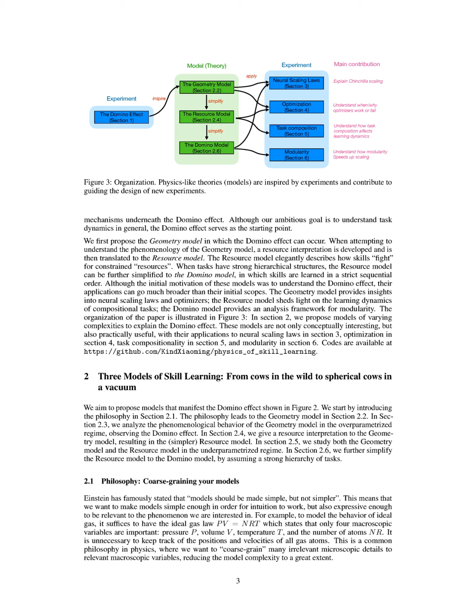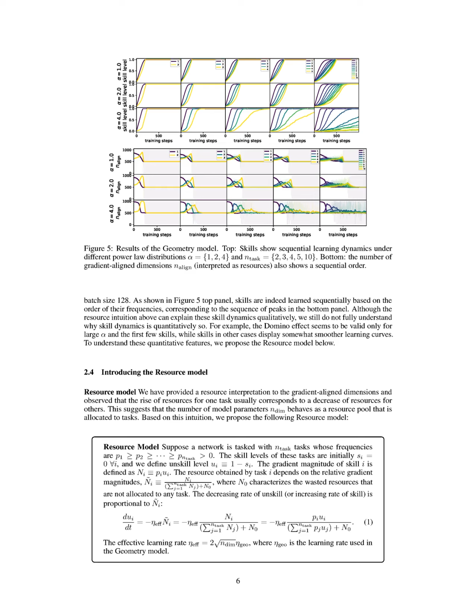We employed metrics such as the convergence time of tasks, measured by the time taken for a skill to reach a specified loss threshold, and the number of gradient-aligned dimensions throughout training to quantify the domino effect. Additionally, we analyzed the learning curves of different tasks under varying conditions, such as the power law distribution of task frequencies, to observe sequential learning patterns.